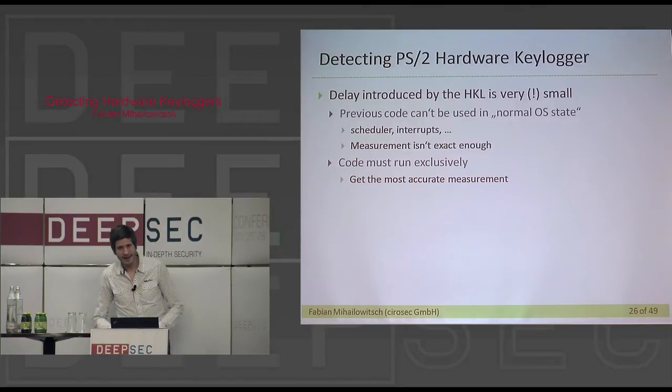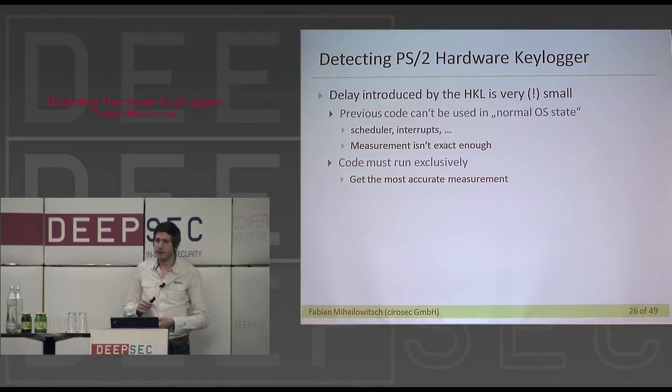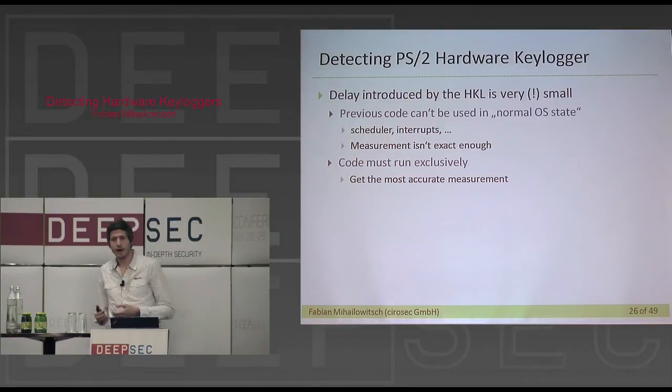The problem, actually many problems, is that the delay introduced by the hardware keylogger is very, very small. That means running the code from user land won't work at all. Running the code from kernel land won't work either, because you have the scheduler and interrupts, and you don't get an exact measurement. It just doesn't work. That means you have to run your code completely exclusive to get the most accurate measurement you can get out of it.